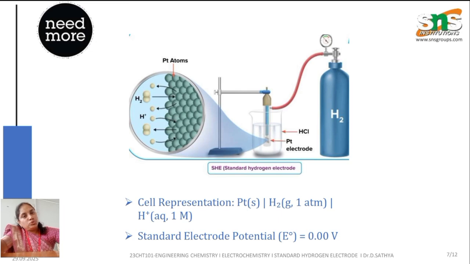So we need to understand more about the standard hydrogen electrode. The cell representation is: the platinum electrode dipped into hydrogen gas and 1 molar HCl solution. That's why we write the cell representation like this. The second point is that the standard hydrogen electrode potential value is 0. So we can calculate the potential of the other electrode easily, since one half cell is 0.